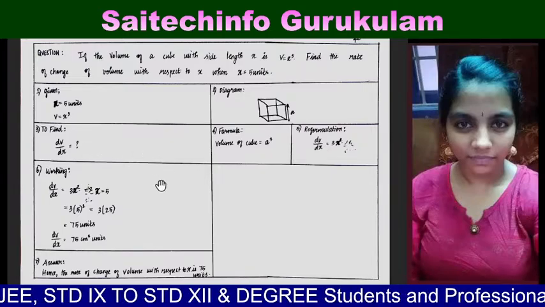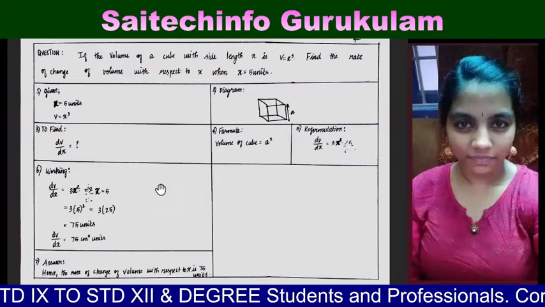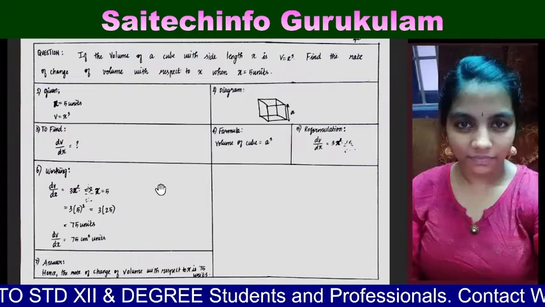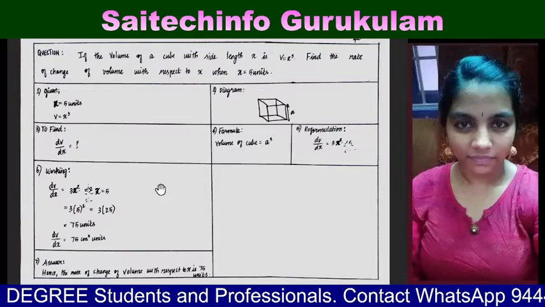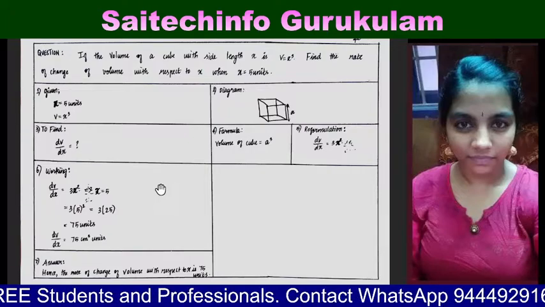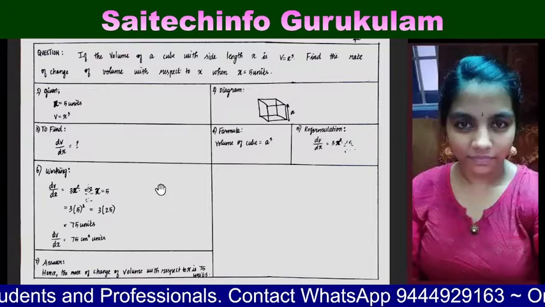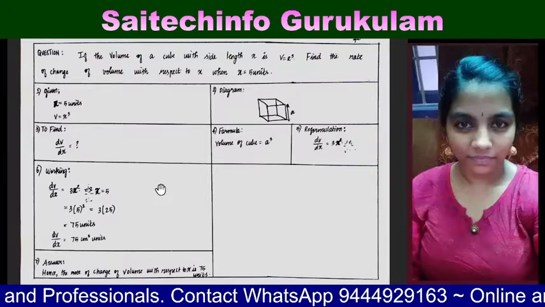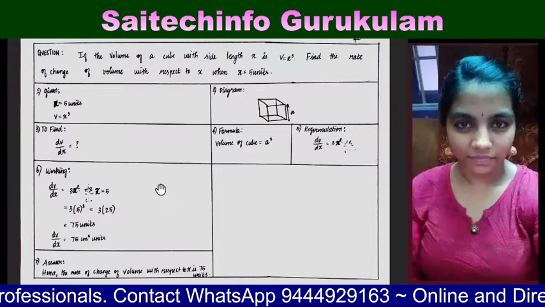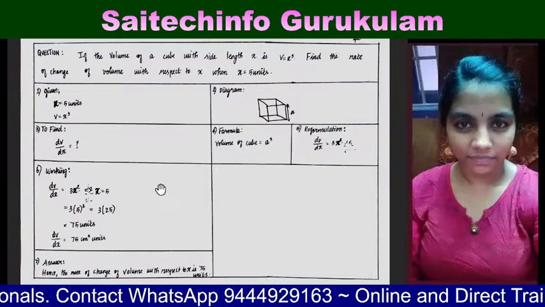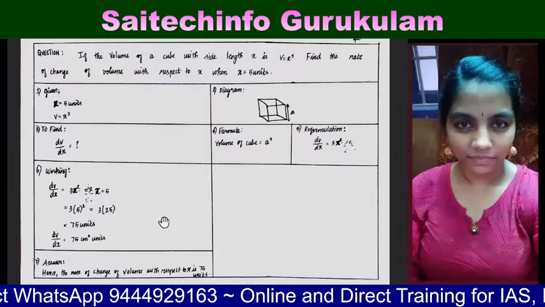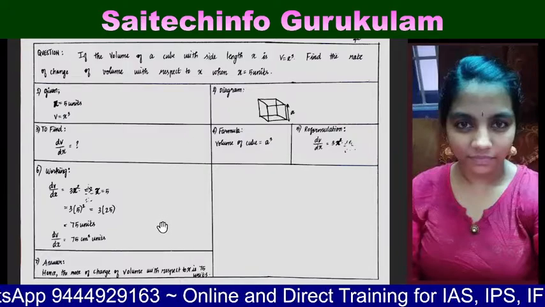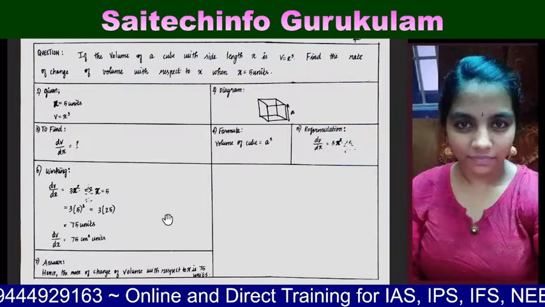I have worked this: dv by dx is equal to 3x square. We know the value of x, that is x is equal to 5 units. So, I am substituting the 5 in place of x, so that 3 into 5 the whole square is equal to 3 into 25, and we get 75 units. Therefore, dv by dx is equal to 75 centimeter cubic units. Hence, the rate of change of volume with respect to x is 75 units.